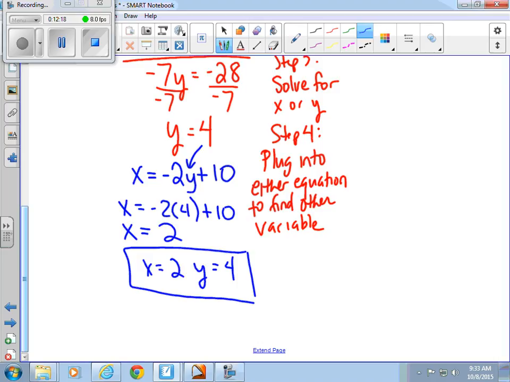Now don't forget, we did have to do some work for that, so we had to get y by itself there too. But this is substitution. Second option is substitution. Any questions?